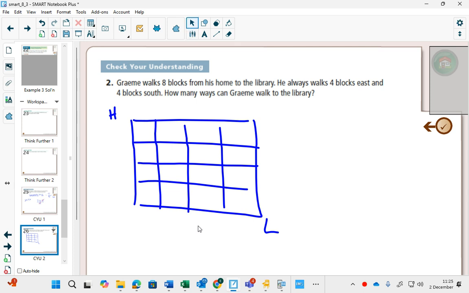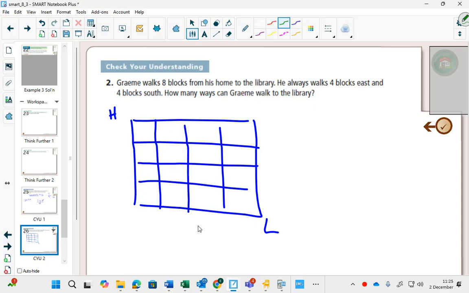So for example, we are assuming that Graham has intelligence. And if he's going to the library, he doesn't do something like this. Oh, wait a minute, where's the library? Okay, this is not how Graham is going to get to the library. He is efficient and he knows what he's doing.